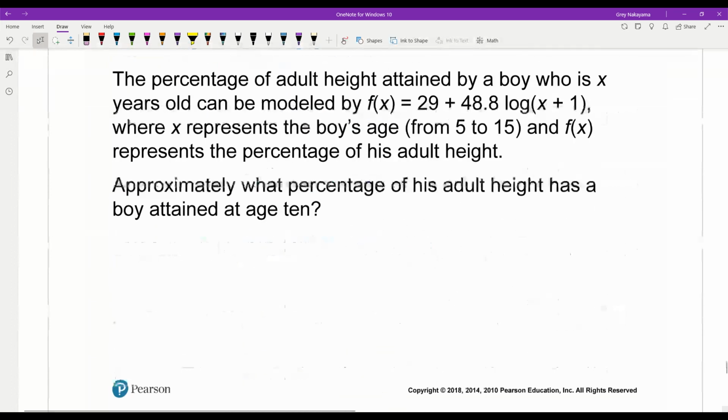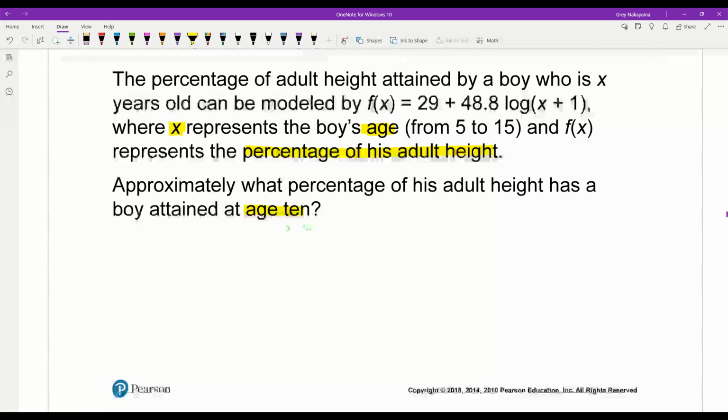So first off, the percentage of adult height attained by a boy who is x years old can be modeled by f of x equals 29 plus 48.8 log of x plus 1, where x represents the boy's age. So we're going to pay attention to those labels. And f of x represents the percentage of his adult height. Approximately what percentage of his adult height has a boy attained at age 10? So I'm looking for the y. Age 10 means x equals 10.